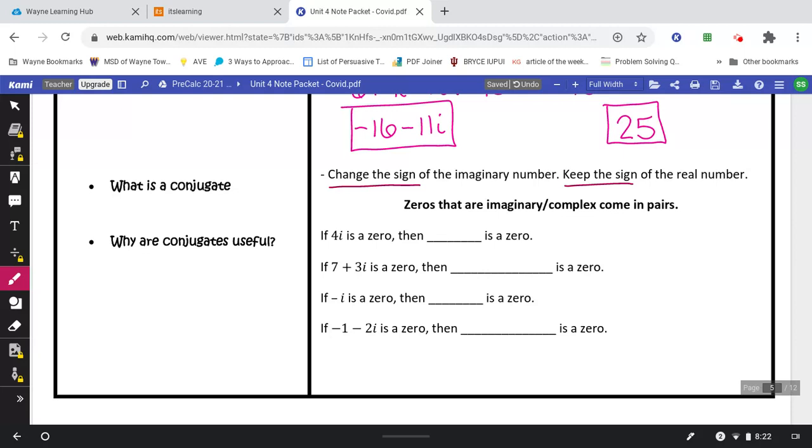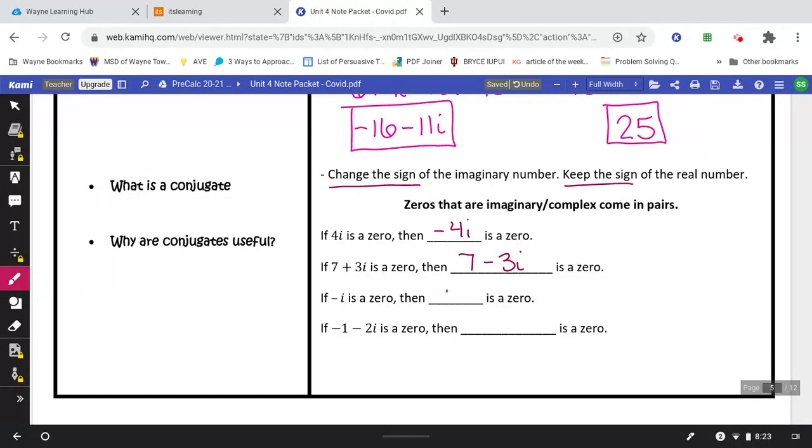And when I say zeros, I'm talking about the zeros from your 4.1 notes, the x-intercepts that we graphed on your 4.2 notes. So if 4i is a 0, then the opposite sign, negative 4i, is also a 0. And we're always trying to look for our zeros because our zeros are the answers. If 7 plus 3i is a 0, then 7 minus 3i is also a 0. Again, you change the sign of the imaginary, keep the sign of the real number the same.